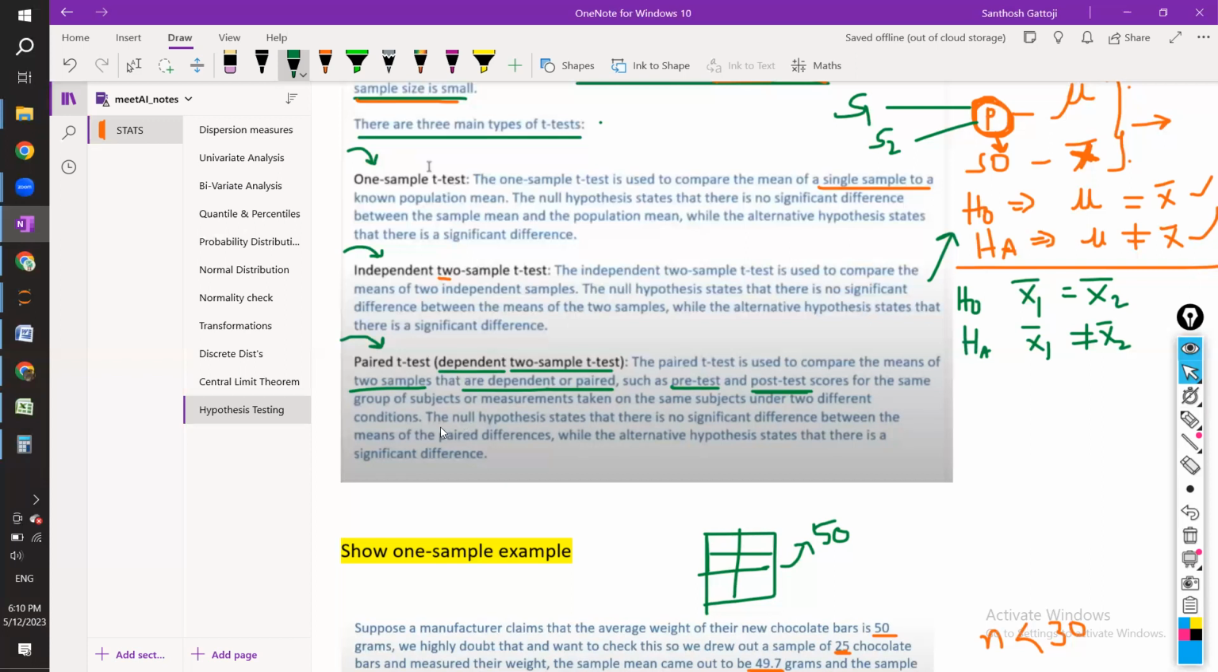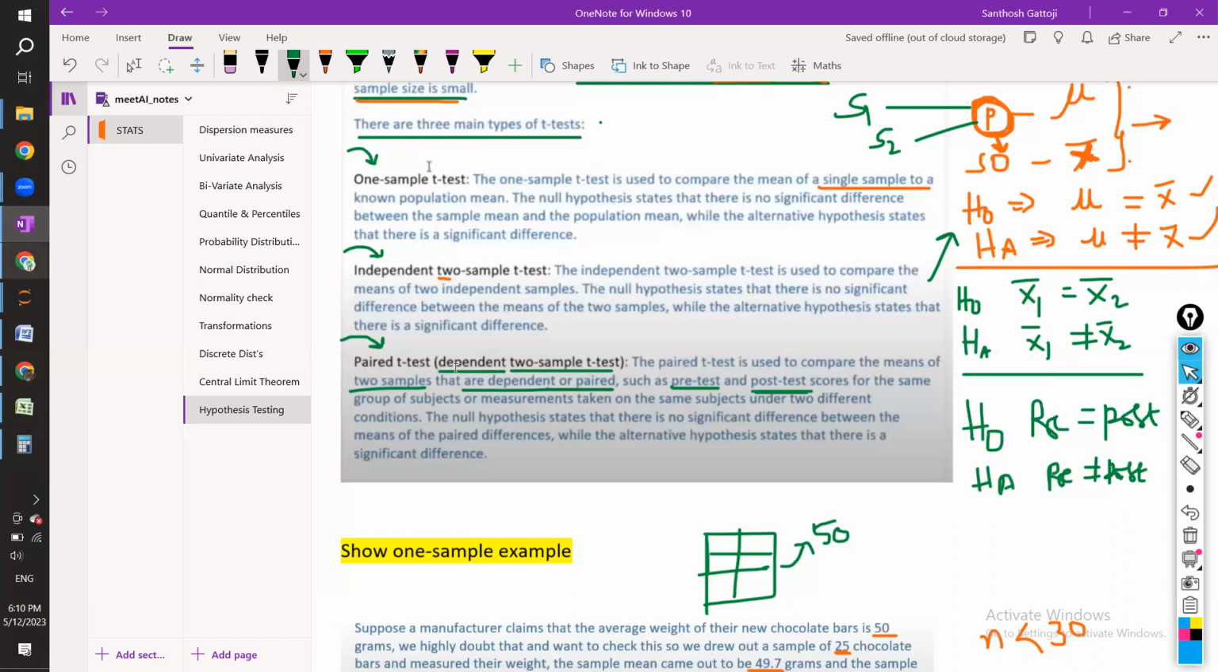Over there also, the null hypothesis states that there is no significant difference. Same thing, null will always say there is no significant difference. That means null will say pre equal to post. Agree? Alternate will say pre not equal to post. Clear? So in that scenario, we need to go for the paired t-test.